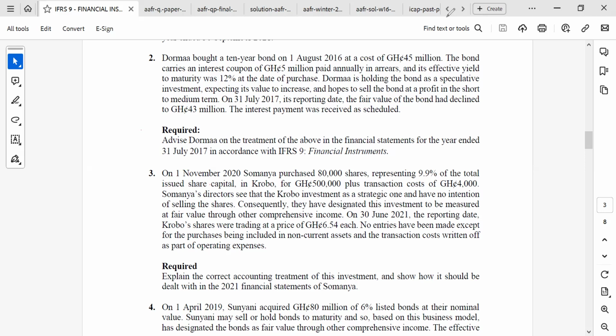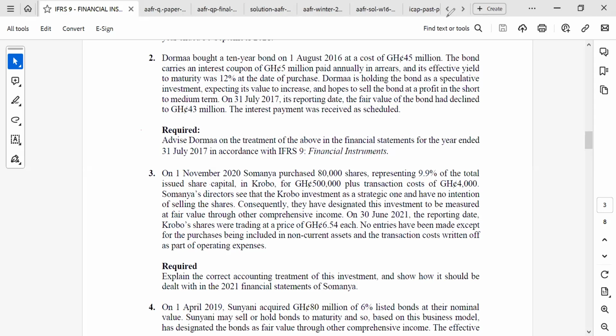So this transaction will be classified as what? As a financial asset at a fair value of 50,000 plus the transaction cost of 4,000. So the transaction cost should be capitalized instead of what? Instead of expensing it. So we have to go and reverse our transaction cost as an expense in the profit or loss.